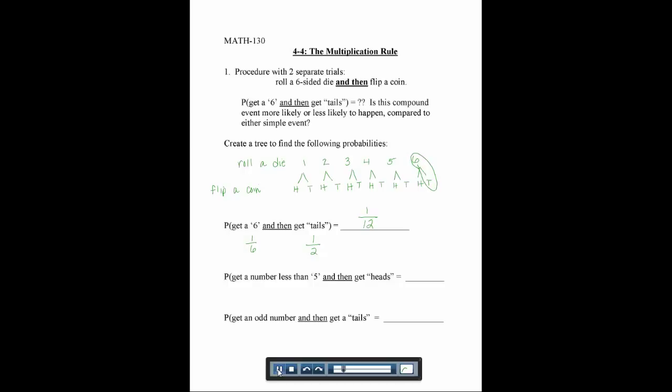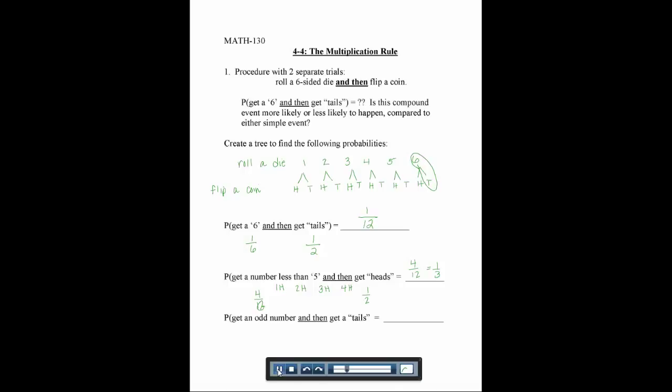Well, what if we want to get a number less than 5 and then get a heads? How many things work like that? We'd have a 1 and a head, 2 and a head, 3 and a head, or a 4 and a head. So that means there are 4 out of 12, or a 1/3 probability. Now that's compared to getting a head, which would be 1 out of 2. Sorry, getting a number less than 5 would be 4 out of 6.